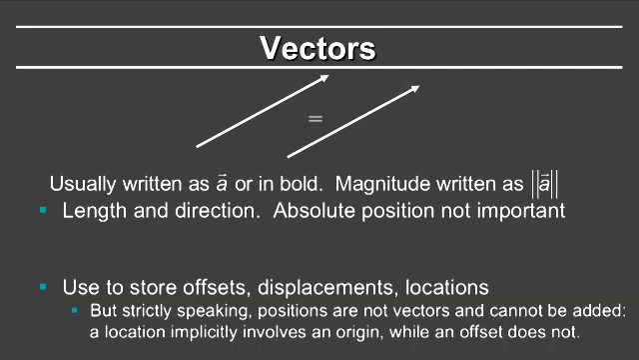Vectors are used to store offsets, displacements, and locations. But strictly speaking, there is a minor technical difference: a position is not strictly speaking a vector, and in fact you cannot add positions as vectors, because to have a position such as 2 units on the x-axis, you implicitly require an origin, whereas a vector is supposed to be independent of the origin, and can be translated with respect to itself. Nevertheless, it is very convenient to also represent positions as vectors and to multiply them as matrices to do various transformations.